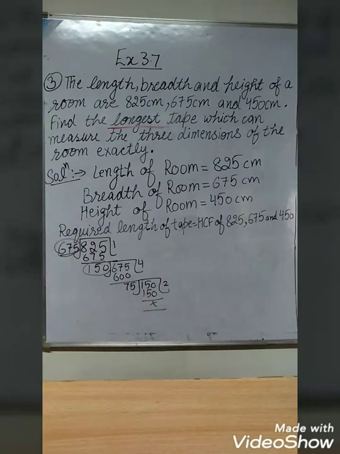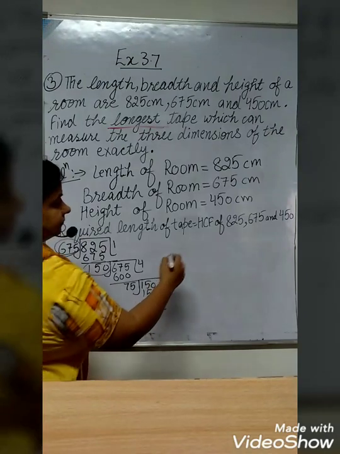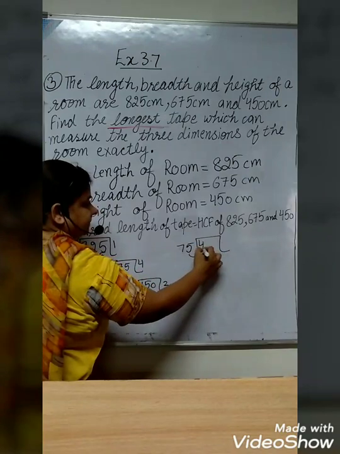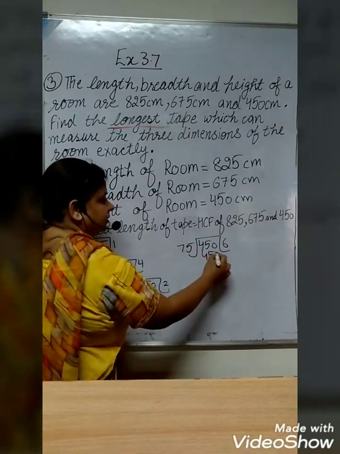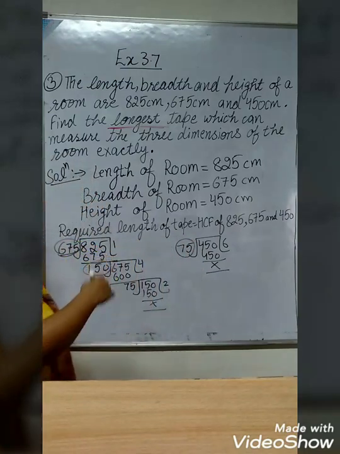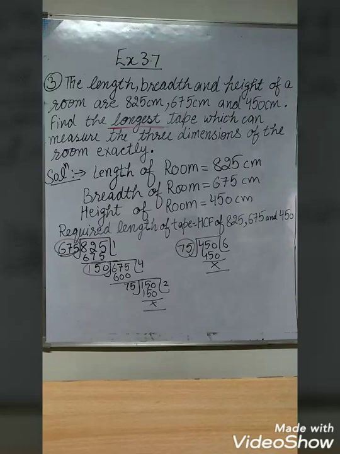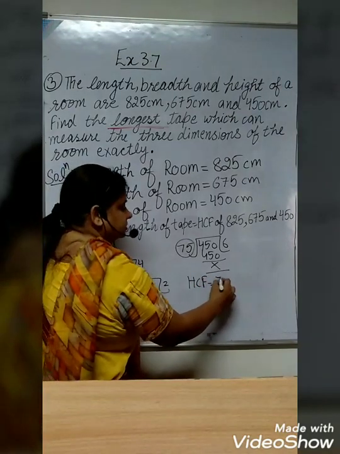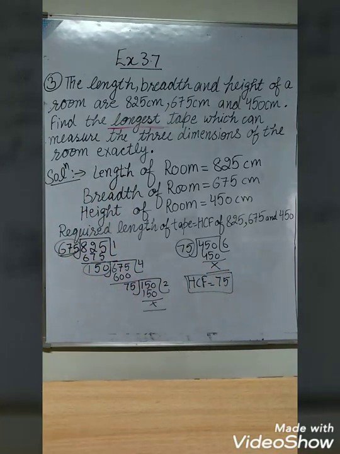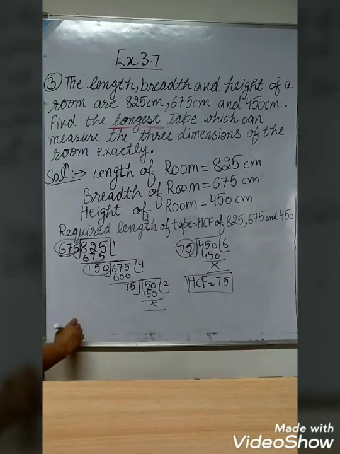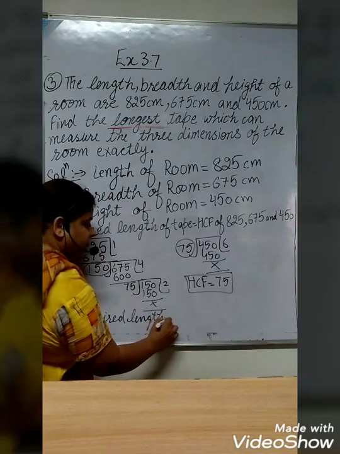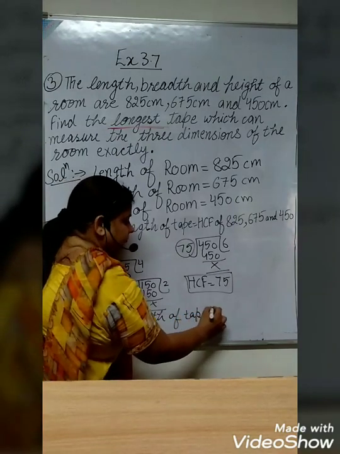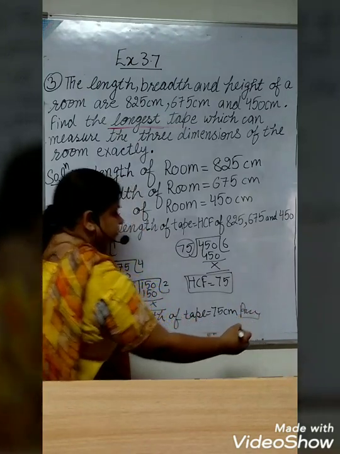Now the next number left with me is 450. So now we will perform the long division with 75 and 450. So 75 times 6 is 450 directly in one step only. No remainder is left. It means the highest common factor of these three numbers will be 75. So our answer will be: the required length of the tape will be 75 centimeters. This will be our answer.